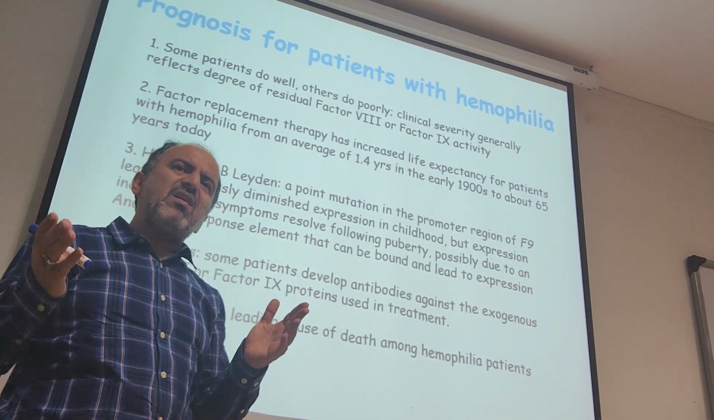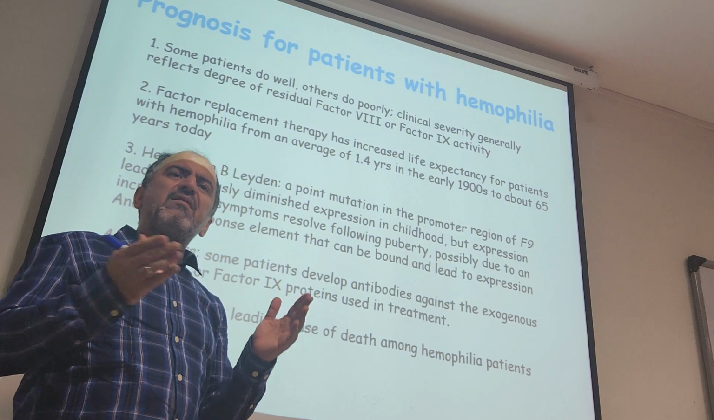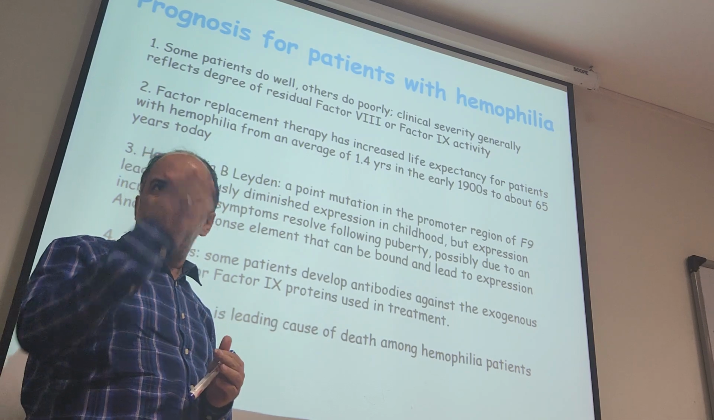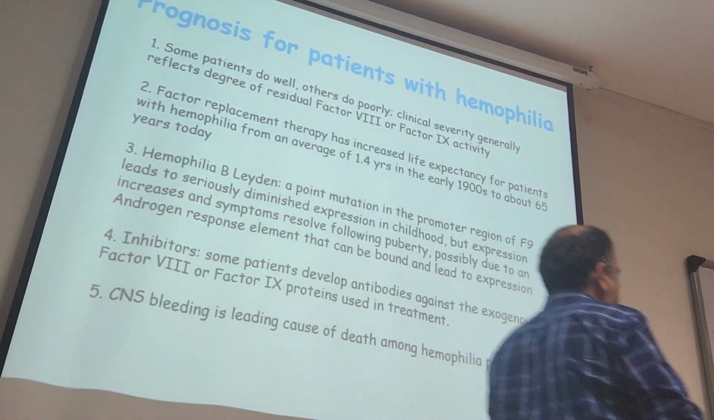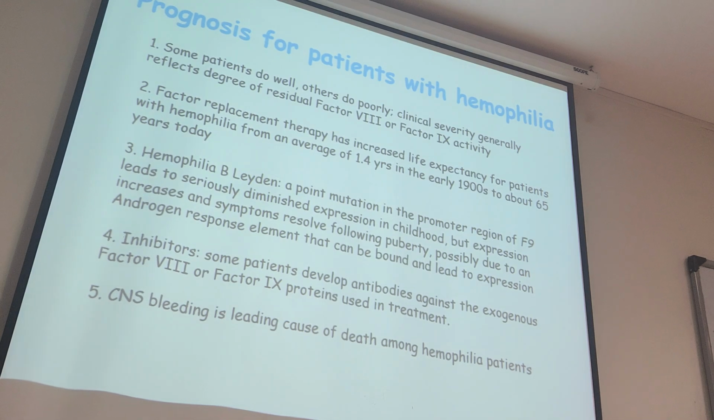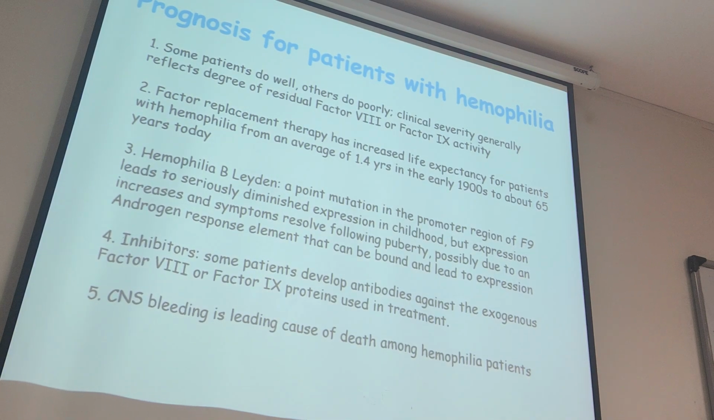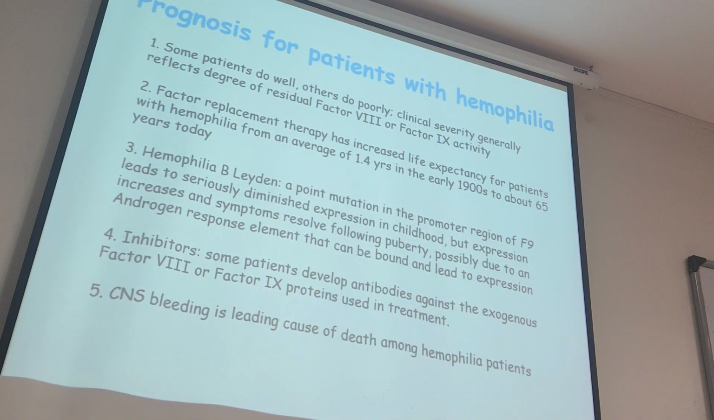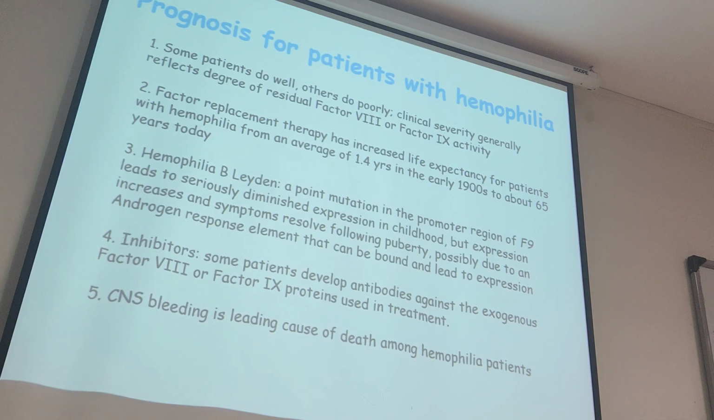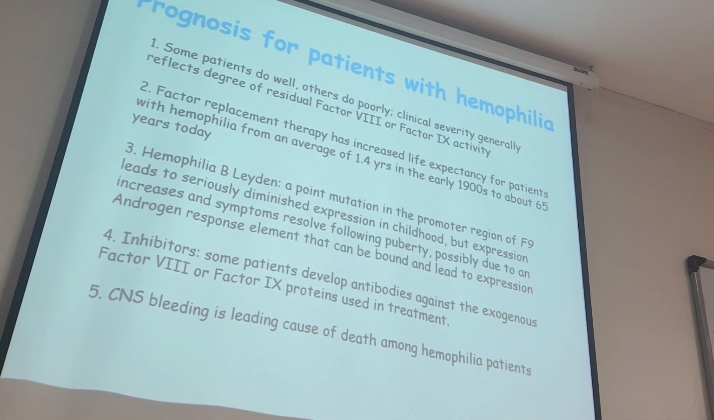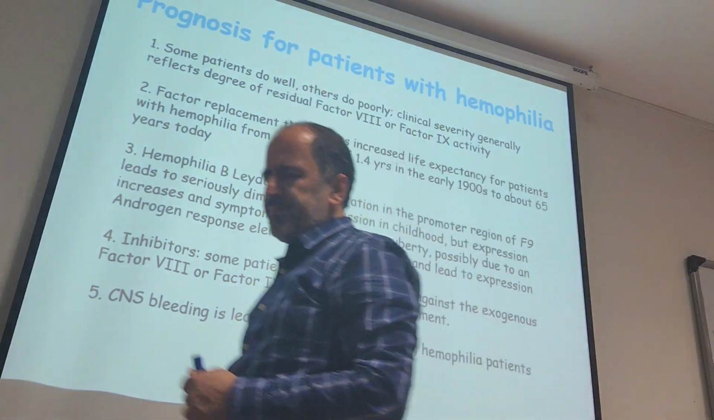If we don't have enough factor 8 or factor 9, we will go for fresh frozen plasma. Maybe you are asking this one. FFP means, for example, in an accident, an earthquake, or a storm, we will go for FFP, fresh frozen plasma, which means all the plasma plus albumin plus IVIG, and factor 8 and factor 9 are there. We have to give it because it is an emergency situation.